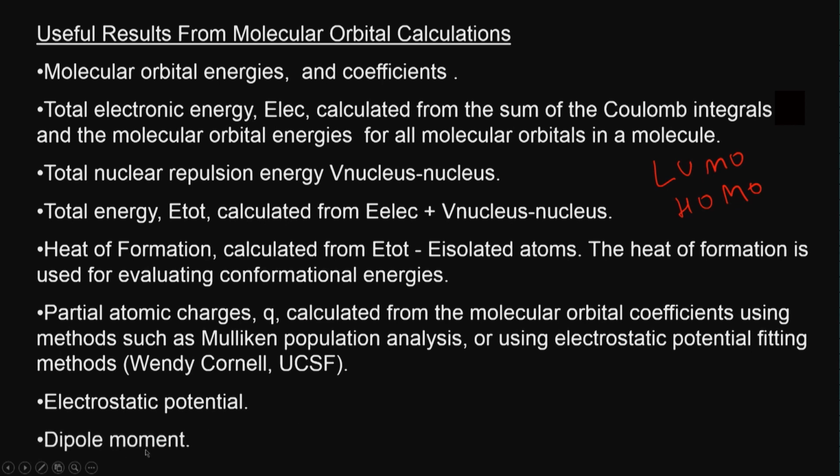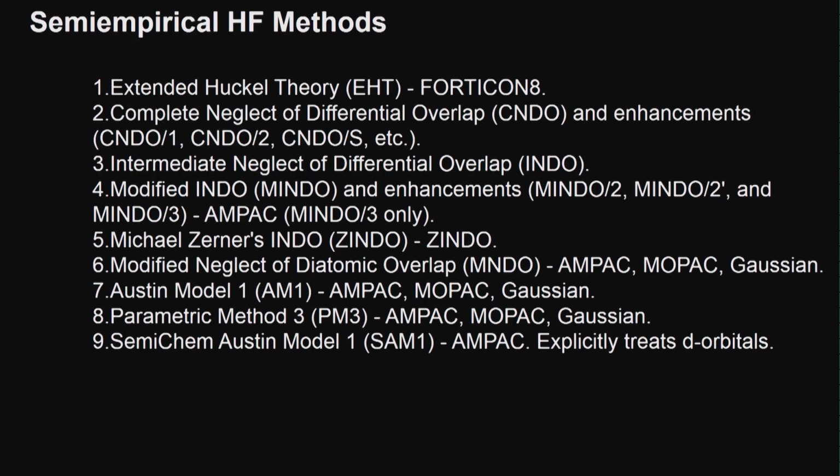Dipole moment, okay. So what is the dipole moment? We cannot use molecular mechanics; we need semi-empirical methods to calculate the dipole moment. There are many semi-empirical methods: extended Huckel theory, complete neglect of differential overlap, called CNDO, CNDO1, CNDO2, CNDOS, intermediate neglect of differential overlap INDO, modified INDO, enhanced INDO, MINDO2, MINDO2-3, AMPAC, Michael Zerner's INDO, which is called ZINDO. Then modified neglect of diatomic overlap, AMPAC, MOPAC, Gaussian.